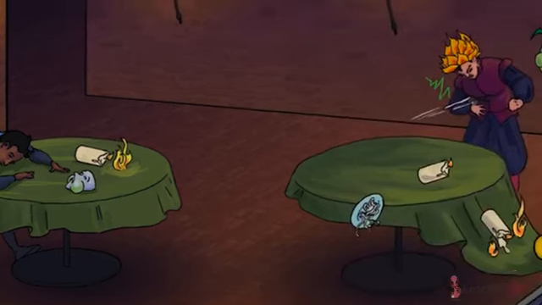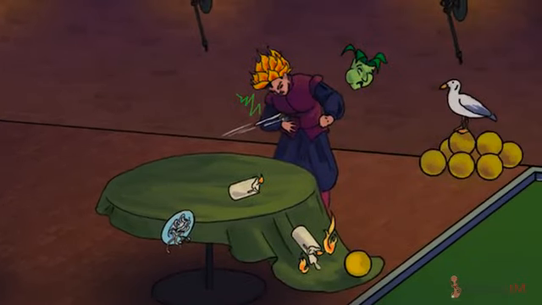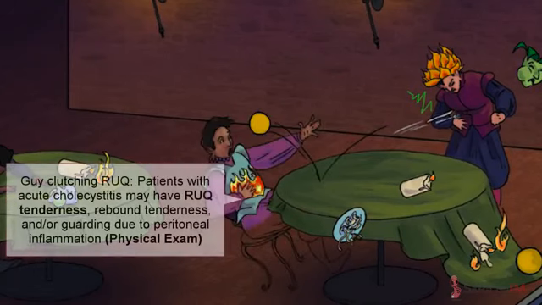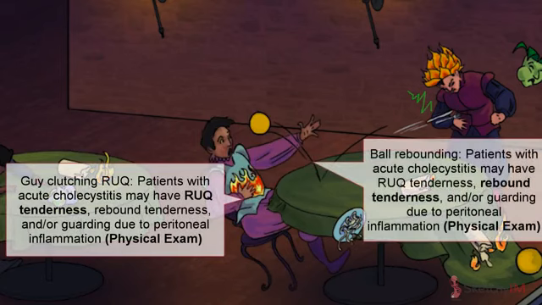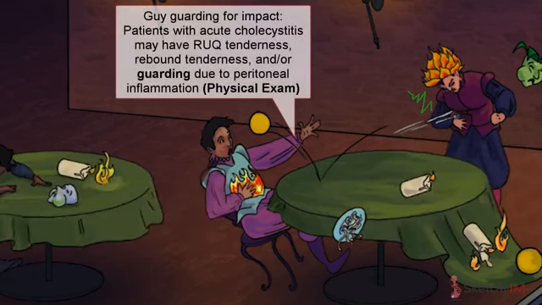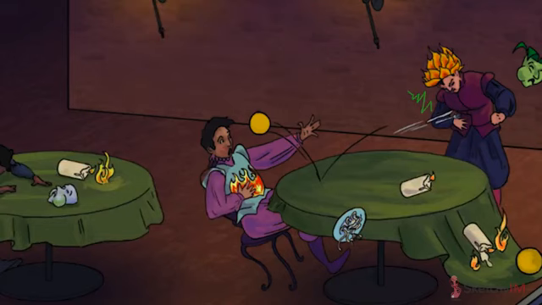Moving on. Always take into account fever seen on initial vital signs, as this is a key feature suggesting acute cholecystitis rather than biliary colic. As you'd expect, patients with acute cholecystitis often have tenderness to palpation in the right upper quadrant due to local irritation. Additionally, they may also have rebound tenderness or guarding due to parietal peritoneal inflammation. Hence this guy falling backwards in his chair from that bocce ball rebounding in his face, clutching his right upper quadrant as he guards for impact. The flame pattern on his shirt is there to remind you that peritoneal inflammation is what causes the peritoneal signs of rebound tenderness and guarding.